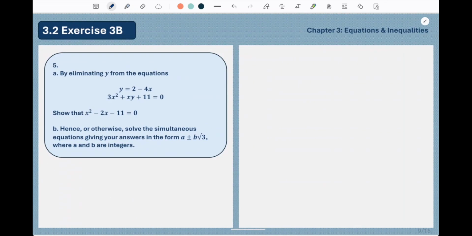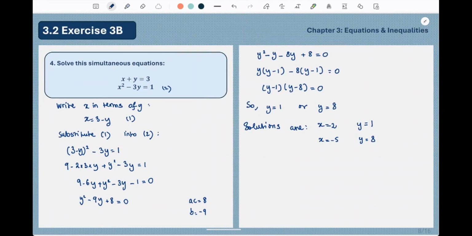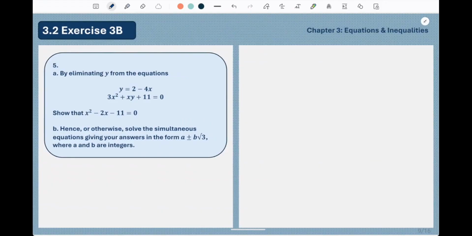By eliminating y from the equations y equals 2 minus 4x and 3x squared plus xy plus 11 equals 0, show that x squared minus 2x minus 11 is equal to 0. Previously we wrote x in terms of y and eliminated x from the equation. In this case, we're doing the opposite. We're going to eliminate y from the equation, and eventually we'll get here. So let's do that step by step.